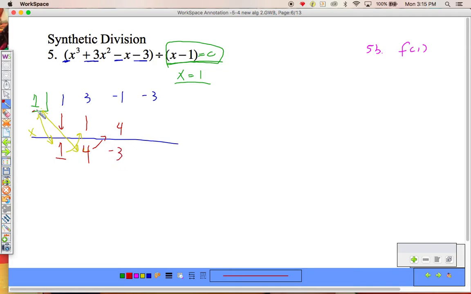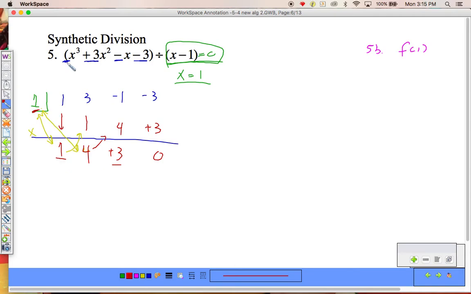I'm going to multiply again. 1 times negative 3 is negative 3. I'm going to add down and get negative 6. Oh, made a mistake. Go back. This was a positive 3. That's a positive 3. Making this a 0. Can't add. Negative 1 plus 4 is 3. 1 times 3 is 3. I get a 0. All right, so my numbers I'm going to work with now are 1, 4, 3, 0.